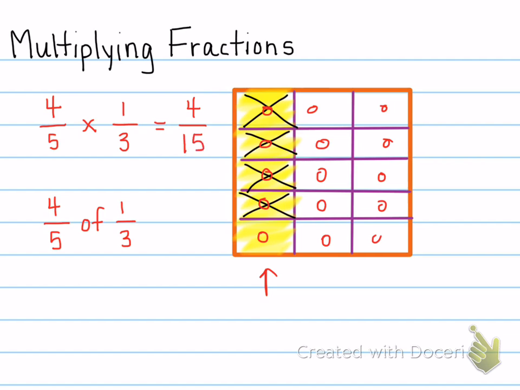So if we look at the relationship between the actual fractions and the answer, you notice that 4 times 1 is 4, and 5 times 3 is 15. So what you can actually do when you multiply fractions is just multiply straight across. It doesn't help, though, when we have numbers that you can simplify. So we want to go through the steps that you're going to do, and then we'll do a couple examples.